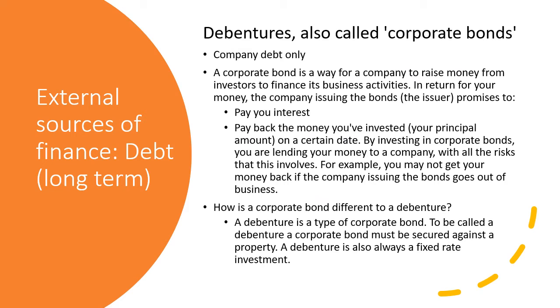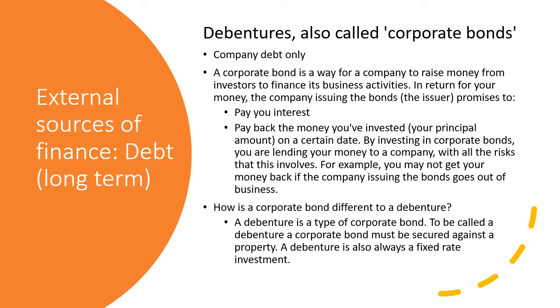Now with debentures, on the previous slide you would have seen a few dot points, but when we're looking at debentures, they are also called corporate bonds. So you might actually see that depending on what you're reading. This kind of debt is only for companies, not individuals. So a corporate bond is a way for a company to raise money from investors to finance its business activities. In return, the company will issue a bond, and they will promise to pay you interest, and pay you back the money you've invested by a certain date.